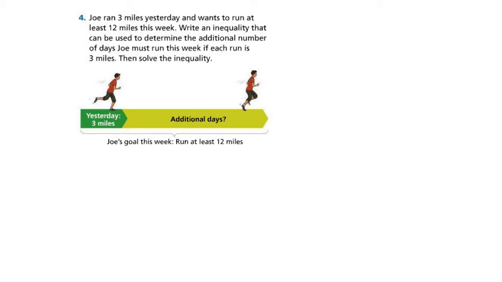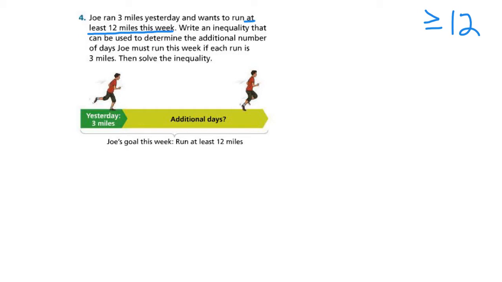Then solve the inequality. As we look through this problem, we see that Joe wants to run at least 12 miles this week. And at least 12 miles this week gives us our inequality sign. At least tells us that we are going to use the inequality sign of greater than or equal to 12, meaning he wants to run 12 or more miles.